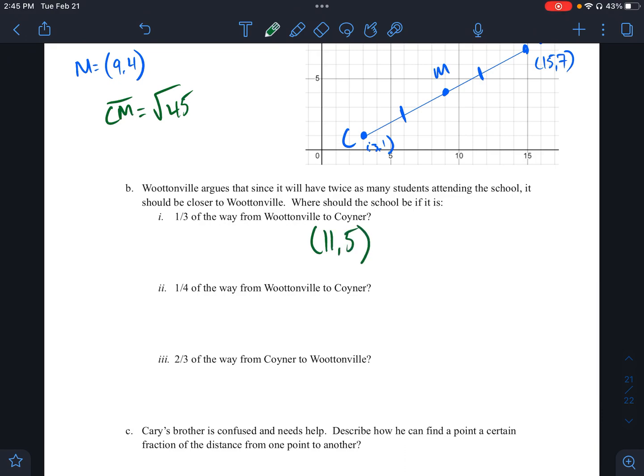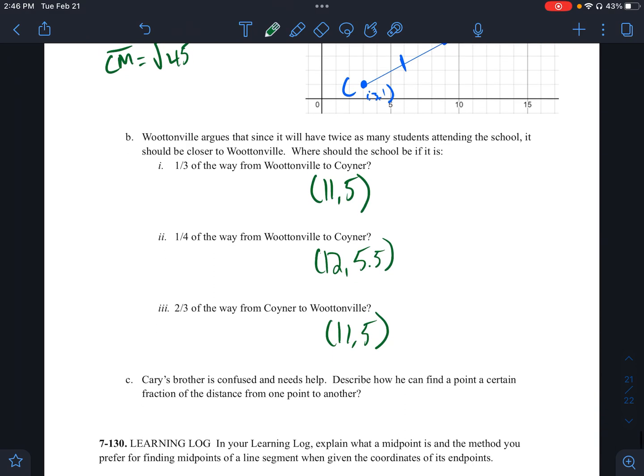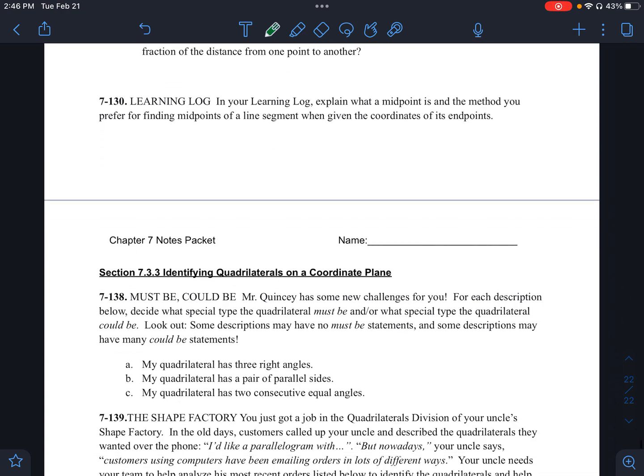This one should be at the point 11.5. If it's a quarter of the way from Woodinville to Coiner, the school should be at 12 and 5.5, and 2/3 should also be at 11.5. Okay, we're just going to leave it there for today.